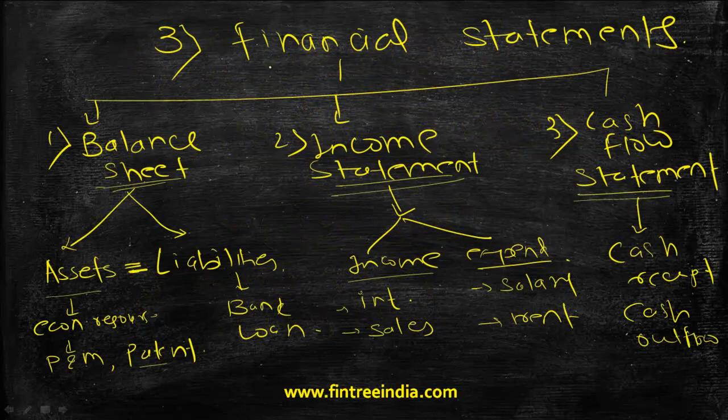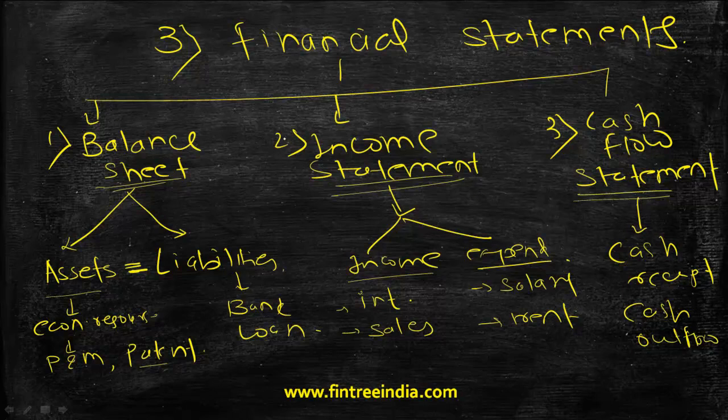And then finally, we asked what financial statements were, and we answered that the financial statements are primarily three: balance sheet, income statement and cash flow. Balance sheet is about assets and liabilities, income statement is about income and expenditure, and cash flow statement is about the cash inflow and cash outflow of an organization.